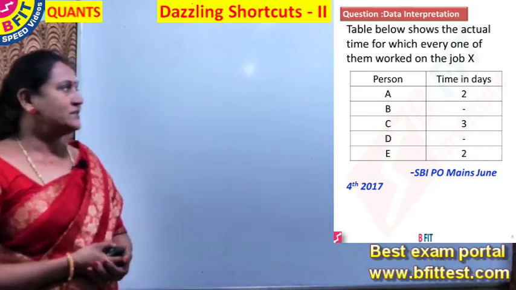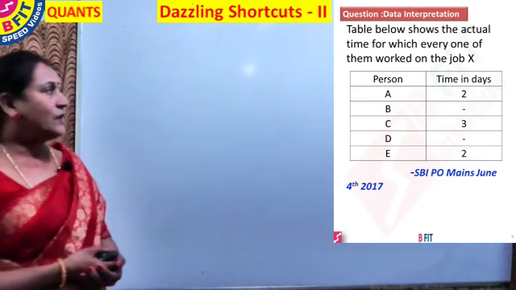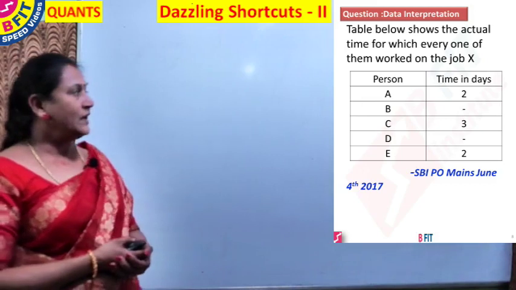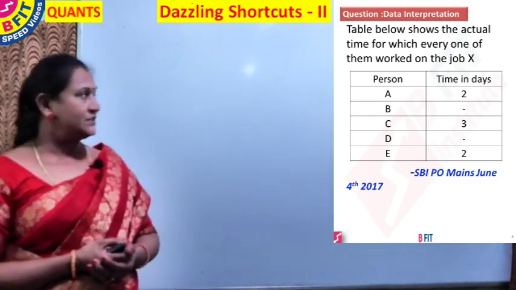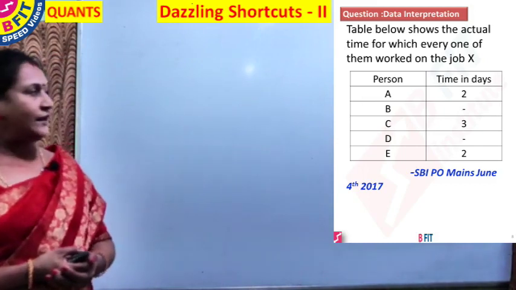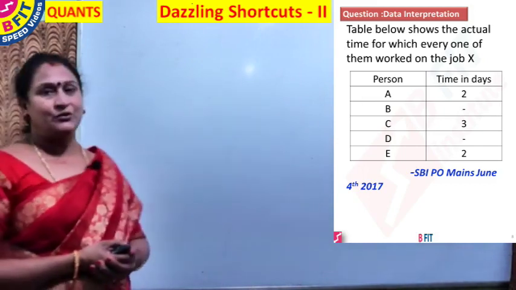So we have the persons A, B, C, D, E. A worked for 2 days. B and D data is not given, so that will be given in the question itself. C worked for 3 days and E worked for 2 days.